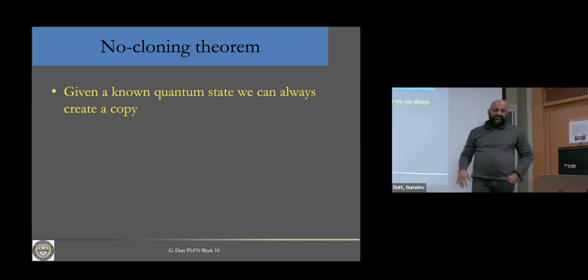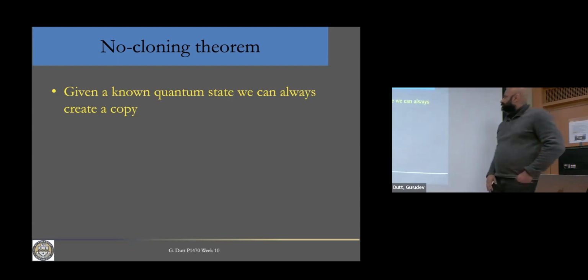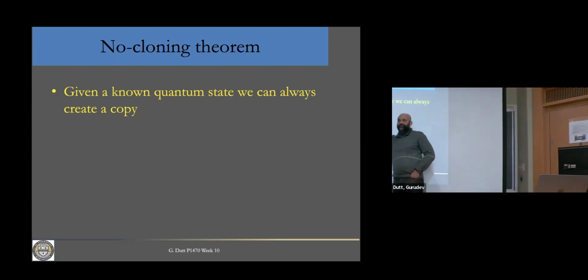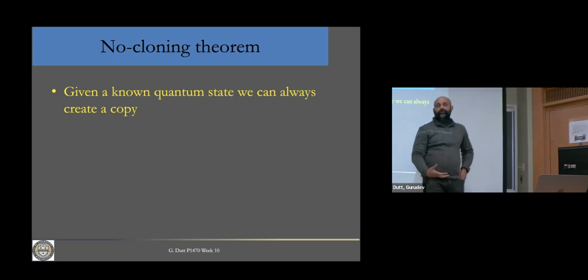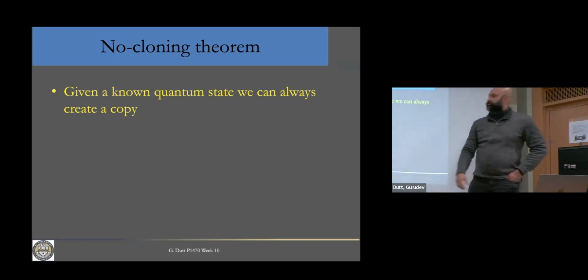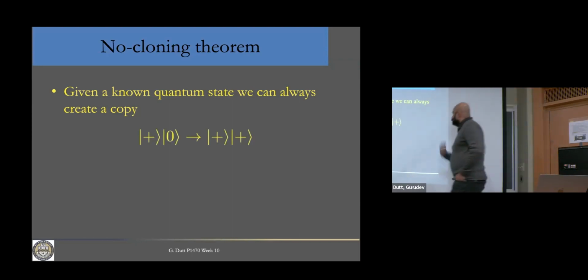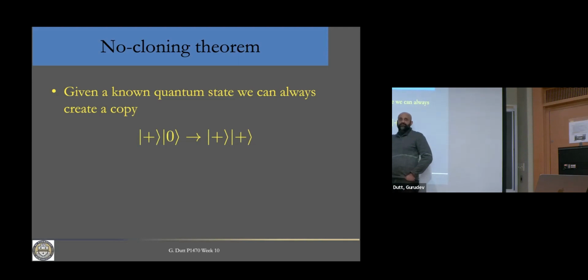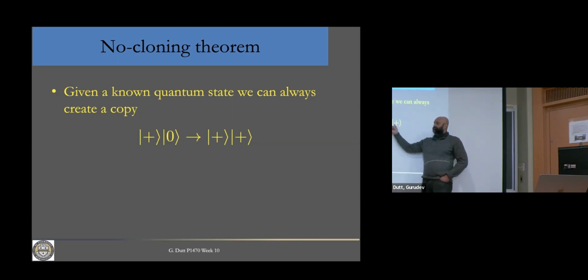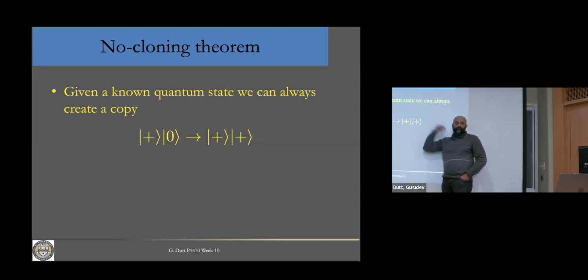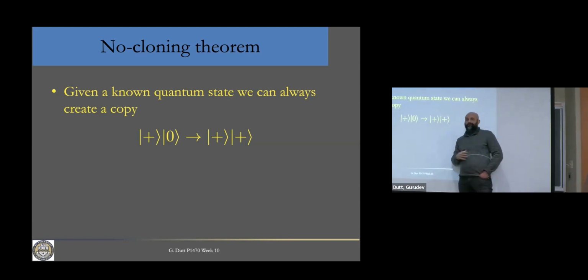This is a result that is true: if I'm given a known quantum state, if somebody tells you, I know what the quantum state is, and I'm giving it to you, we can always create a copy. For example, if I told you that my left qubit was in the plus state and the right qubit was in the 0 state, then with a unitary gate, I can go to this state, which is plus plus. What unitary gate should I apply here such that the left qubit remains unchanged and the right qubit goes to the plus state?